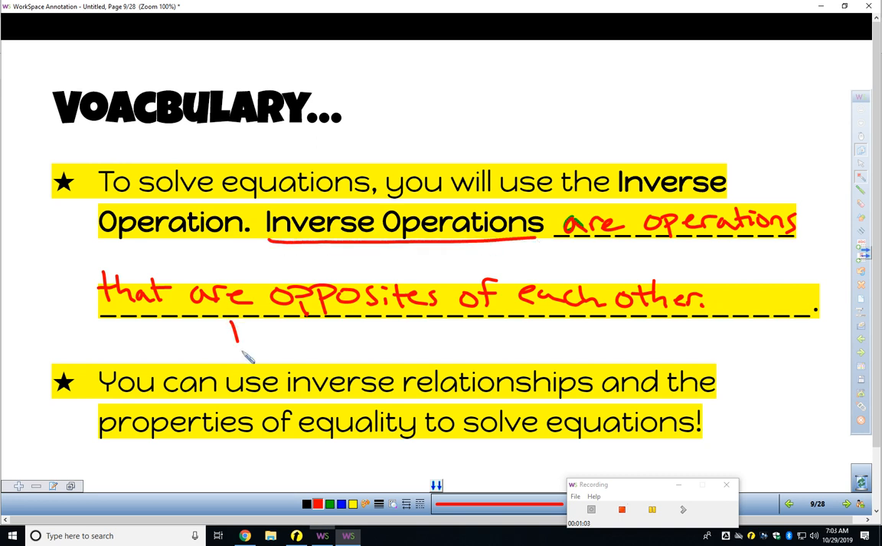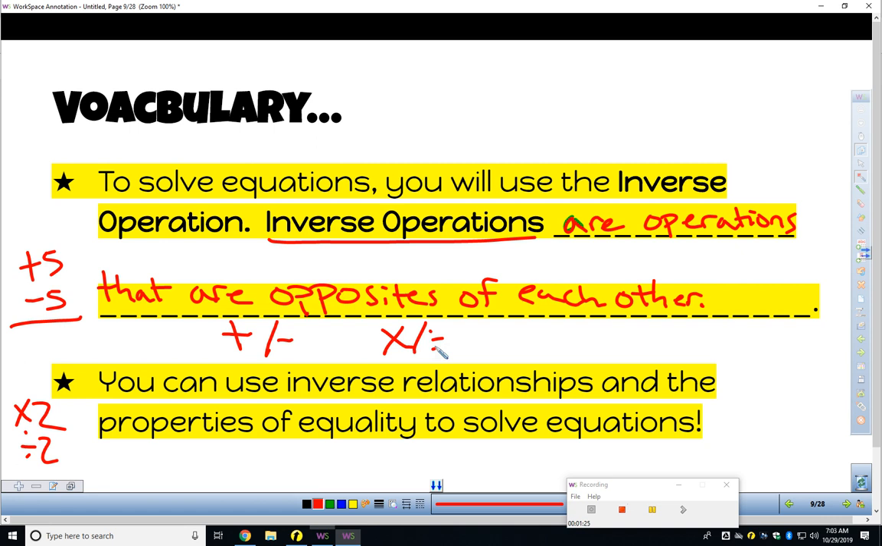And so there are two pairs that we're going to think about. Adding and subtracting will undo each other. Right? If I add 5, and then I take 5 back away, right, I have the same thing that I started with. If I multiply something by 2, and then I divide that same thing by 2, that's the other one. Right? Those operations would undo each other.